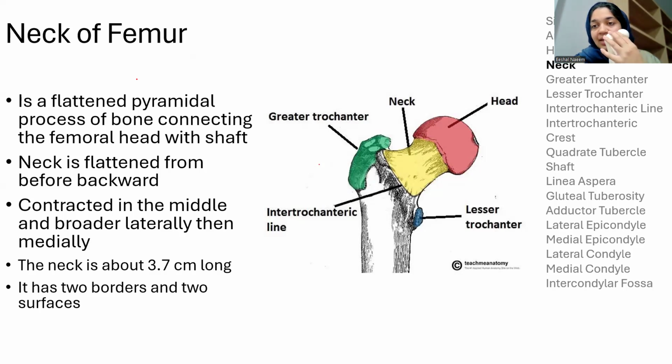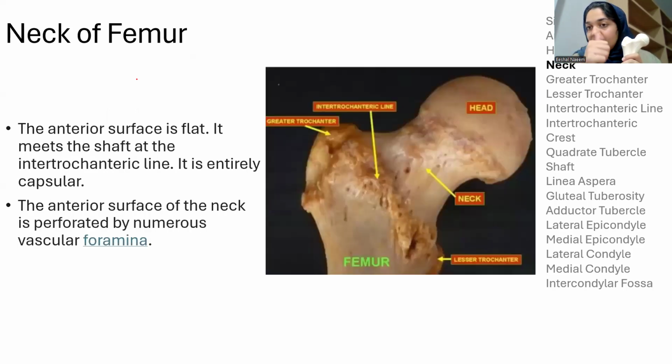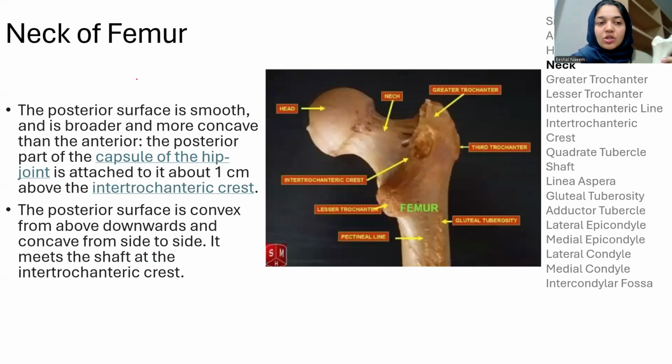Now, the neck has a superior border and an inferior border. It's constricted in the middle and then broader laterally and then medially. The neck is about 3.7 centimeters long. It has two borders and two surfaces, the superior border and the inferior border, and then the anterior surface and the posterior surface. Now, the anterior surface is flat. It meets the shaft at the intertrochanteric line. It is entirely capsular. The anterior surface of the neck is perforated by numerous vascular foramina.